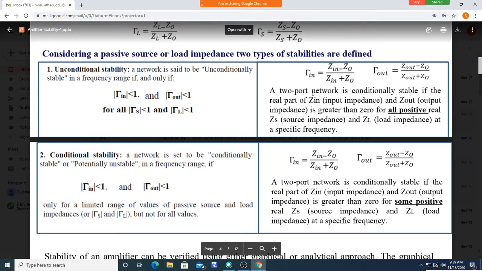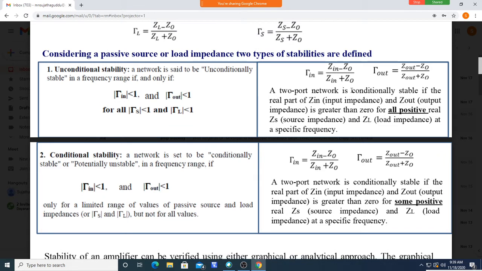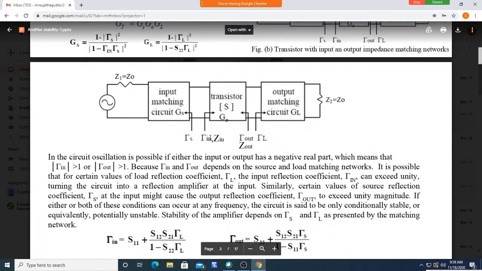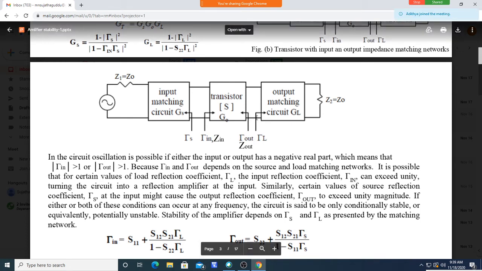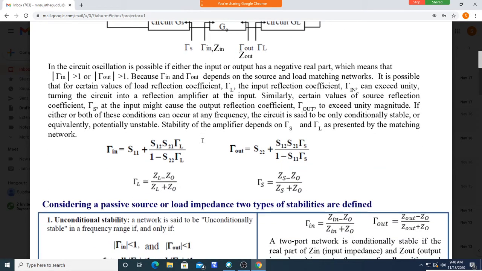A two-port network is unconditionally stable if the real part of Zin and Zout... Real part of Zin means looking into this direction is the Zin. Looking into this direction, that is the Zout, related to tau in and tau out.